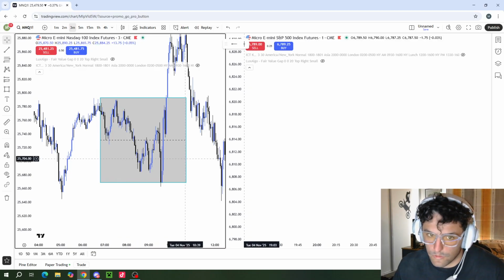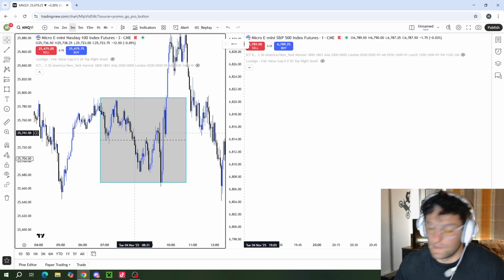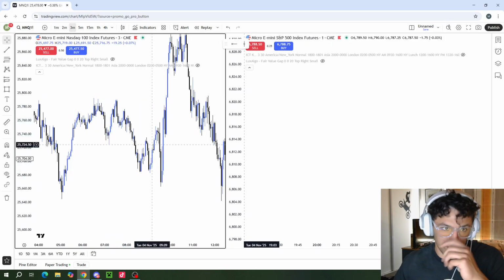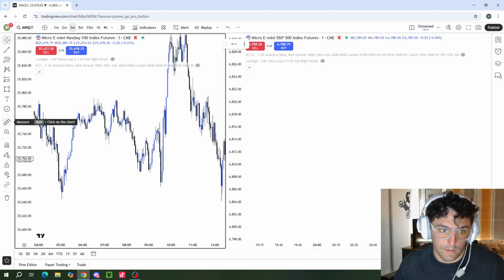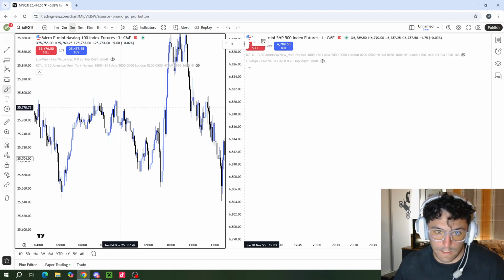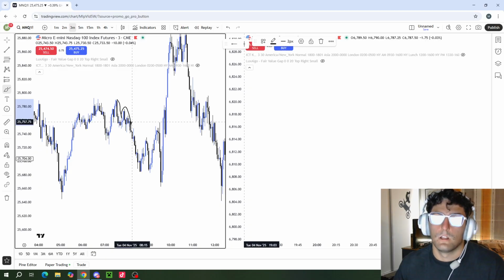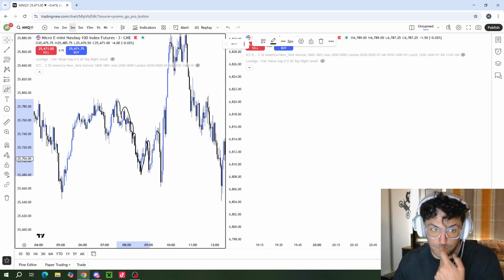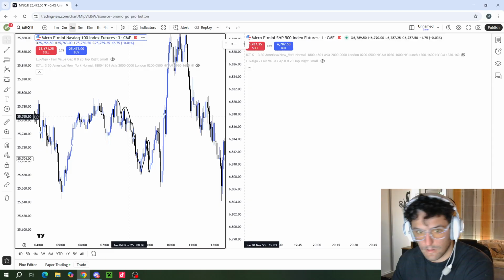So what trend are we in here? If you said an uptrend, you would be wrong. We are in a downtrend. Where is the downtrend, you may ask? Beautiful question. The downtrend is here. Lower low, lower high, lower low, lower high, lower low, lower high, lower low. That is a beautiful example of a downtrend.